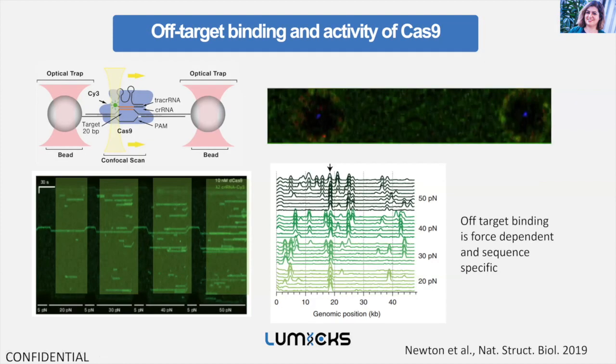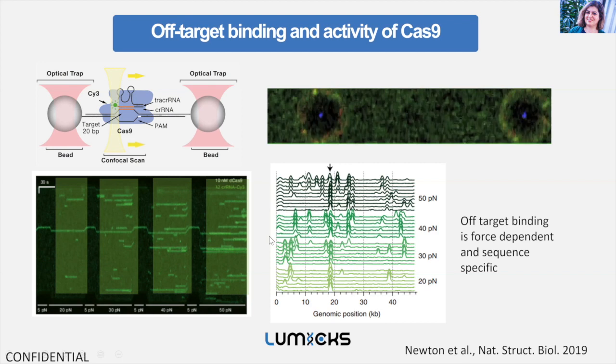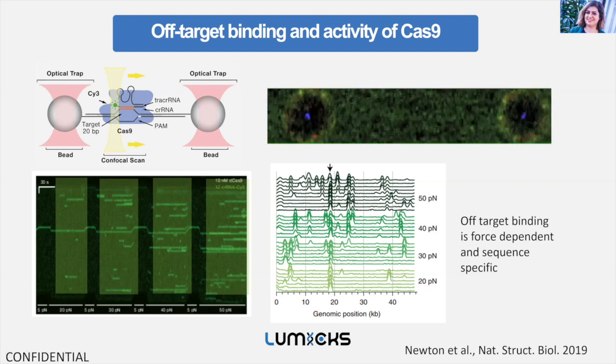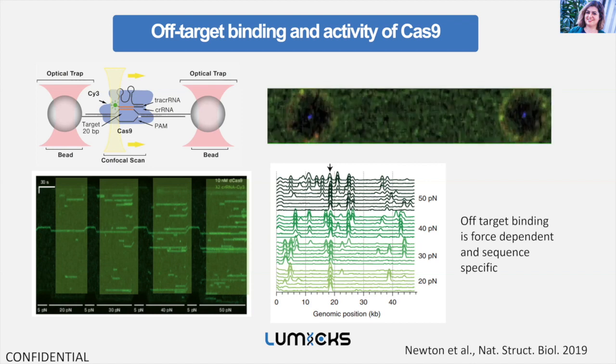So in this case, it's work done in a lab at Imperial College London, where they use the C-trap to look at fluorescently labeled Cas9 complex. So in this case, you'll see again two beads are trapped, and there's lambda DNA attached between the beads. Again, as I mentioned, we use mostly streptavidin-biotin interaction to attach the DNA to the bead. And the Cas9 complex is fluorescently labeled. And as you can see in this movie, you're going to start imaging the DNA and the complex, and then start looking at where this fluorescently labeled complex binds to DNA.